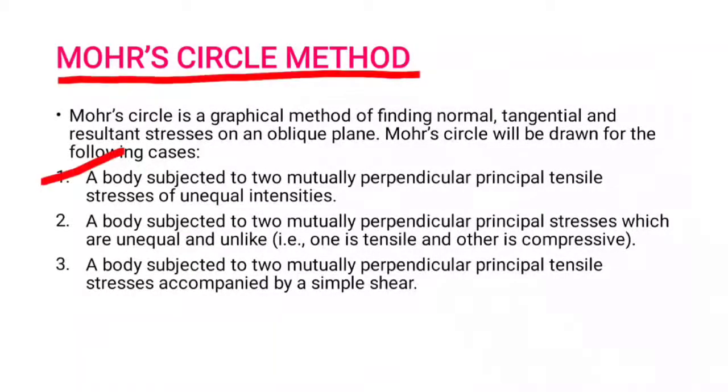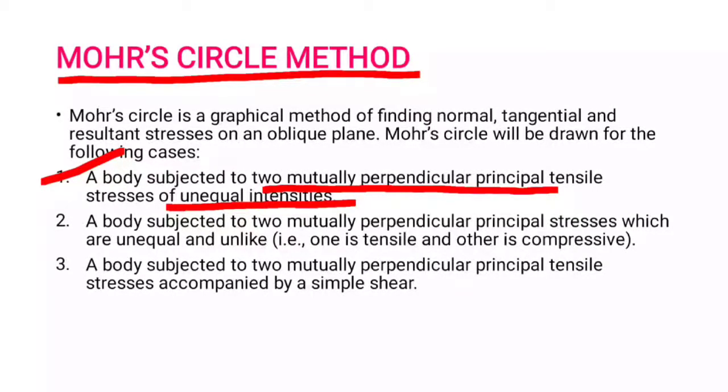The first one is a body subjected to 2 mutually perpendicular principal tensile stresses of unequal intensities. Remember, the intensities are unequal, they are not the same, they differ. But in 2 mutually perpendicular directions the principal tensile stresses are acting on a body. This is the first case.